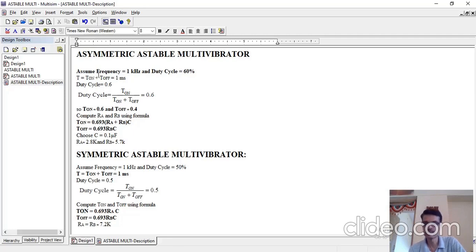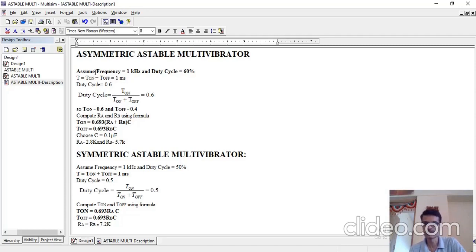Now before going into the designing process, what is an astable multivibrator? An astable multivibrator is a circuit which has no stable state. In the monostable, we had one single stable state, but here the multivibrator will not remain in a stable state. It will switch between 1 and 0 continuously. That's why it is called a free running oscillator.